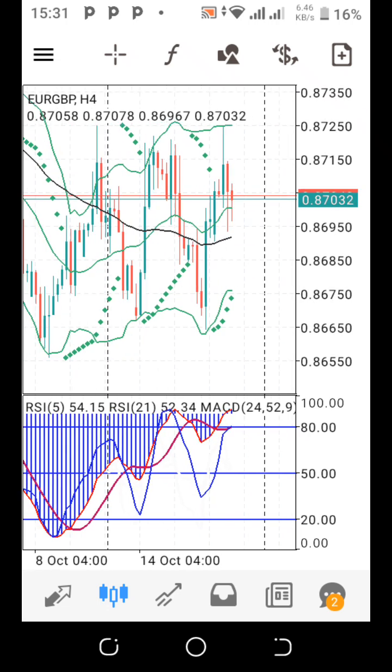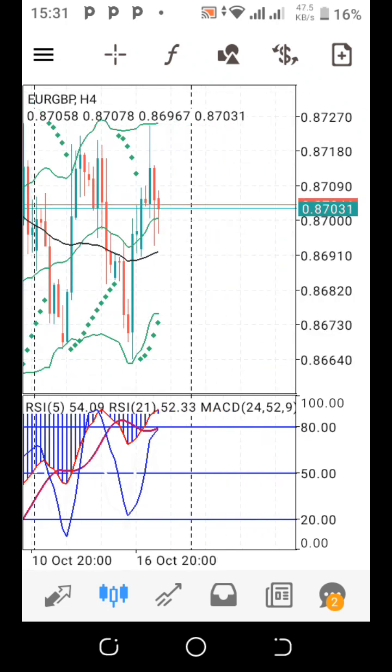So how we're going to be trading this strategy? This is what I call the double top and double bottom strategy. So, double top and double bottom strategy.